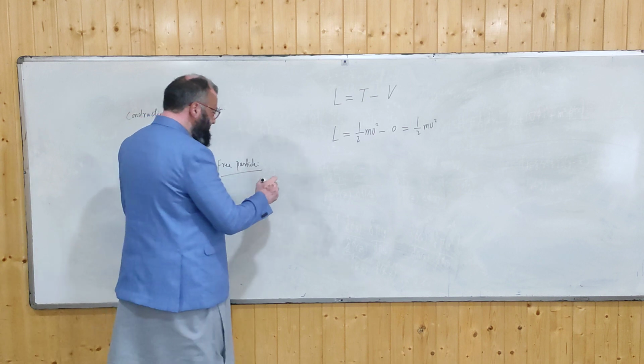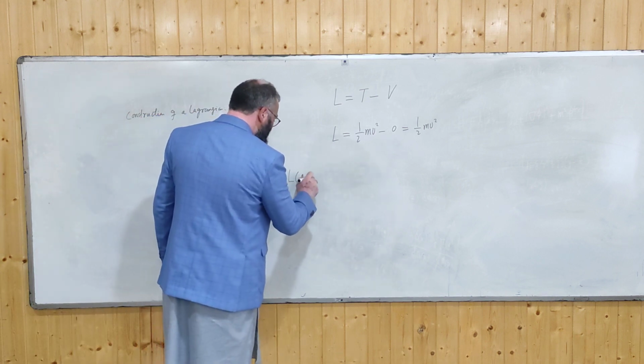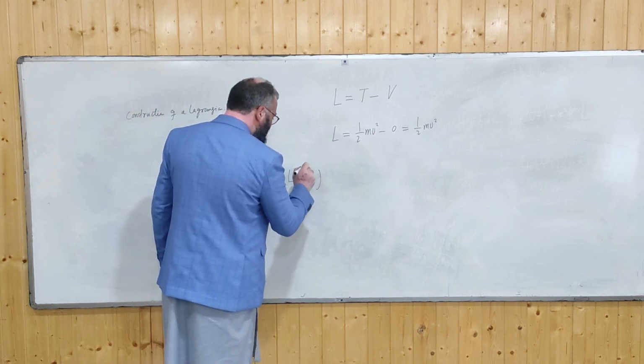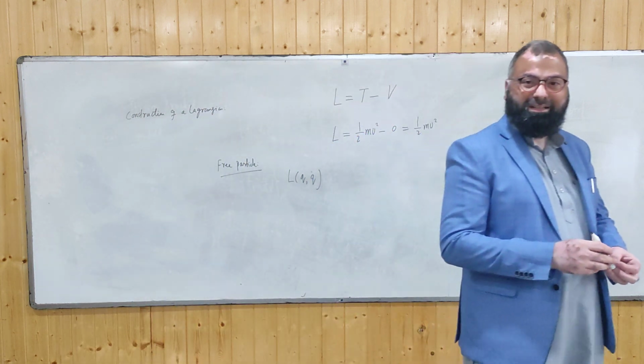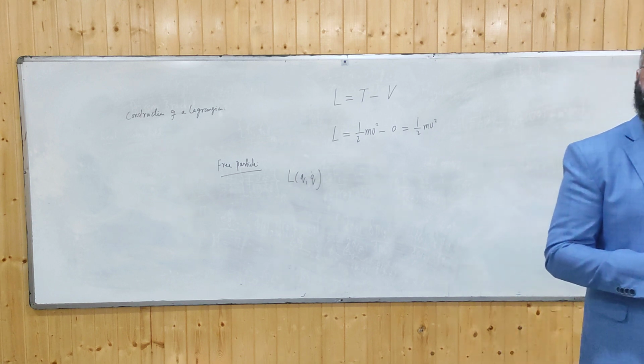Okay, so what is the Lagrangian? It is a function of q and q dot. Clear? So we know the Lagrangian is a function of q and q dot. Now, how do we construct the Lagrangian of a free particle?